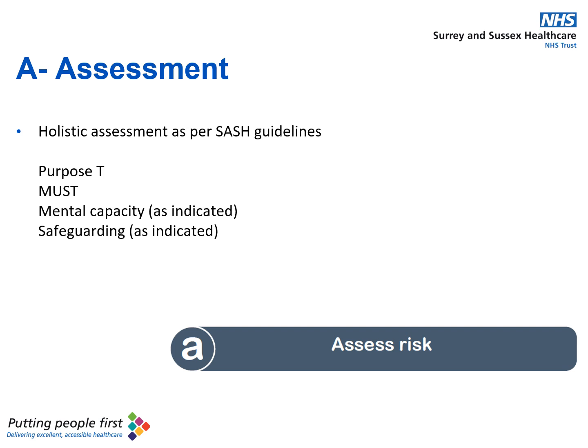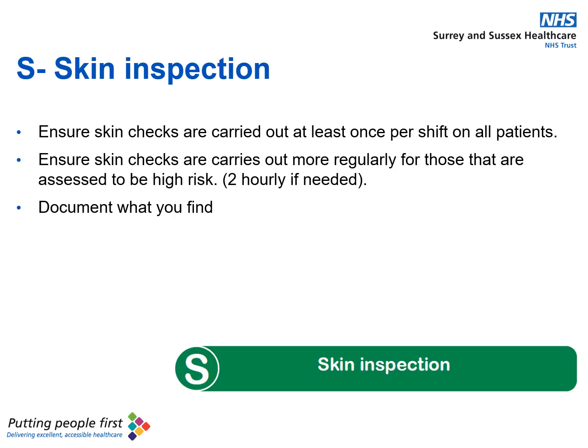Also thinking about safeguarding in terms of if we find pressure damage on admission, reporting that to the safeguarding team, but also to safeguard ourselves as well. Skin inspection: ensuring skin checks are carried out at least once per shift on all patients, and more regularly for those that are assessed to be high risk, i.e. on the red pathway would be 2 hourly skin checks, 2 hourly repositioning, and it's really important that we document what we find.